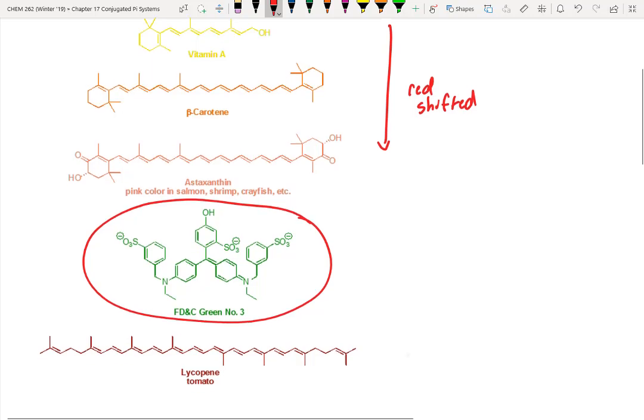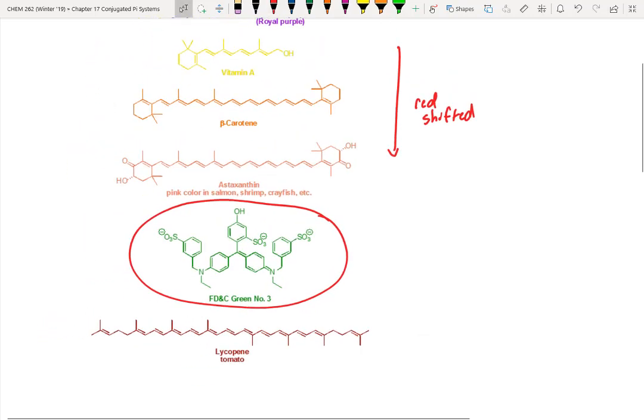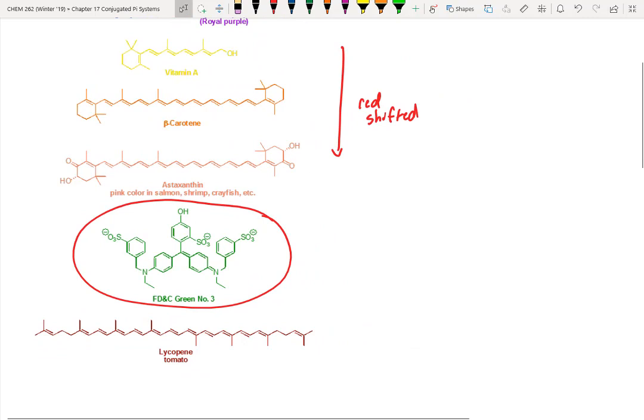And then down here, you can actually see lycopene. It's kind of similar to vitamin A and beta carotene, but just with a ton of conjugation, which actually gives it its red color. So plants have done a lot of this conjugation chemistry already. It's pretty interesting, I think.